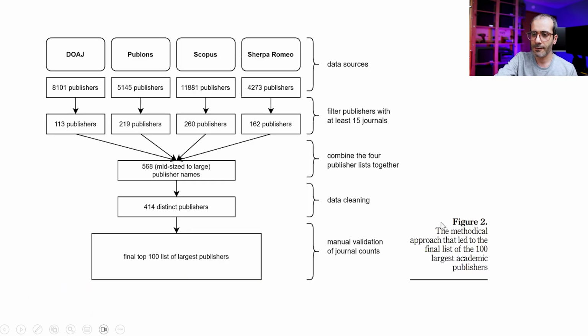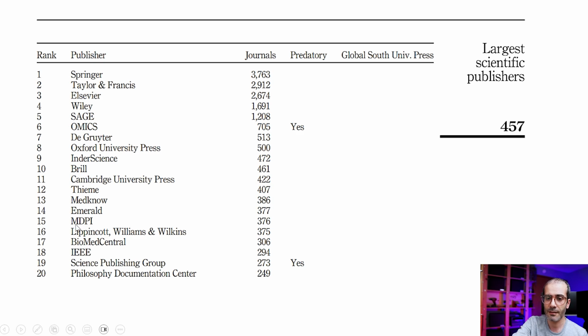This figure shows how they did the research and ended up getting these 100. They started with these four metadata services and found how many publishers they have, and then chose the ones that have more than 15 journals, and then ended up getting these 100. And this is the list of them. So this is the top 20 of them. I'm going to put the link to this paper in the description as well. You can go and check it and see all the journals, but these are the top 20 of them.